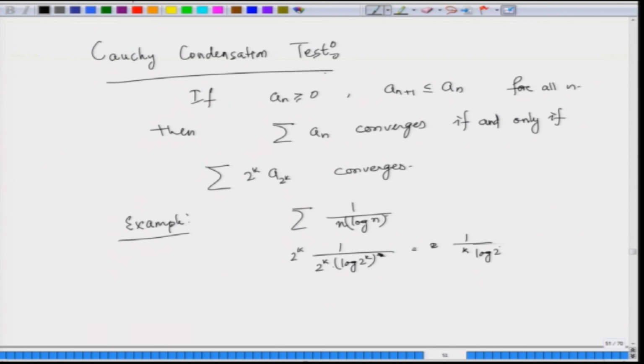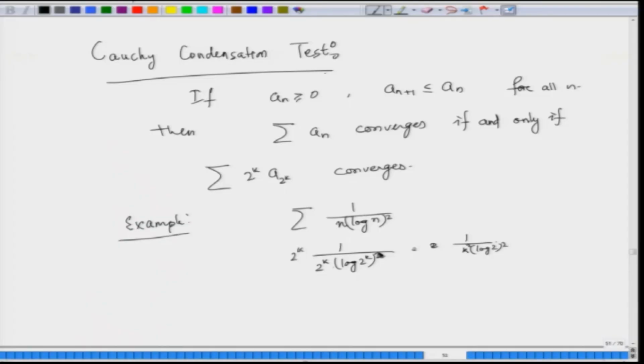What about the square? If I take the square, then this is going to be k square log 2 square. Now, this is a convergent series. So, when we are doing 1 by n into log n to the power p, this becomes very handy to test with the Cauchy condensation test. I am not giving you the proof of this. If need arises, then you can use this powerful test to determine whether your series converges or not.